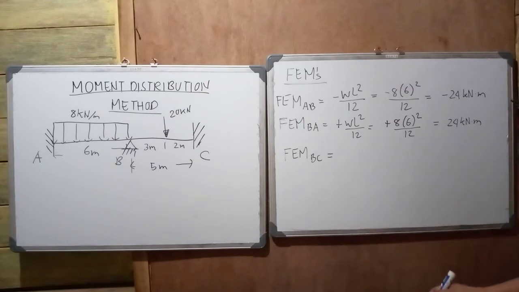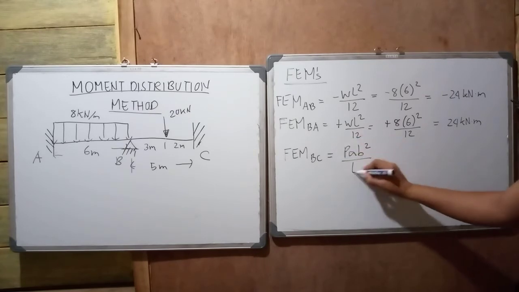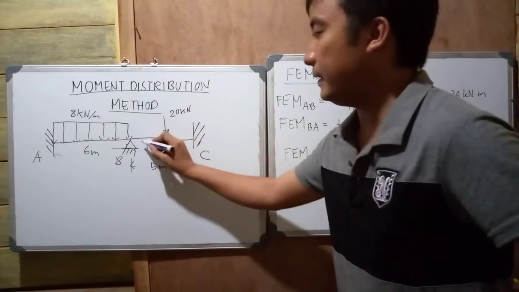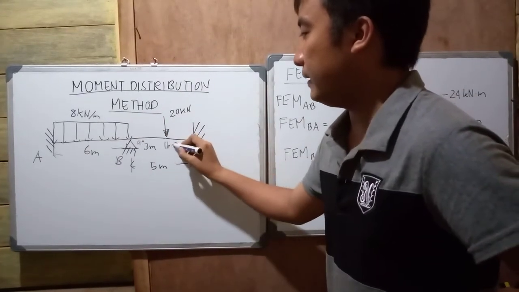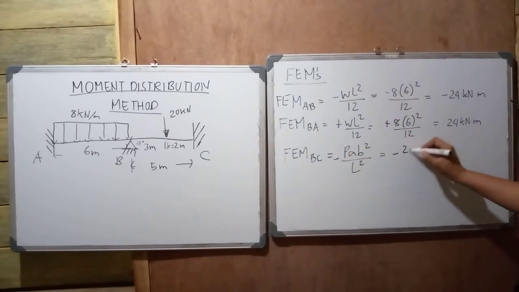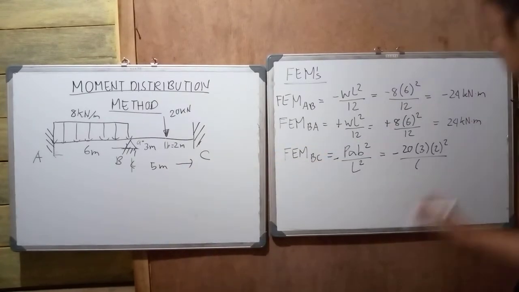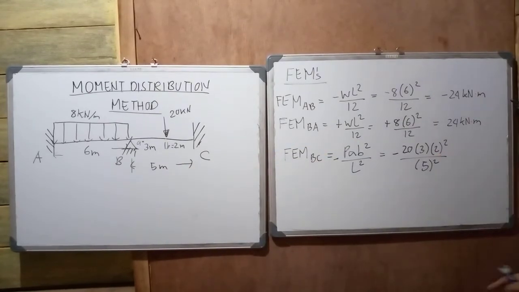So, the fixed end moment BC is negative PAB squared over L squared. Our A here is 3 meters and our B is 2 meters. So, negative 20 times A, which is 3, times B, which is 2, squared, over the total length, which is 5, squared. That is equivalent to negative 9.6 kilonewton meter.